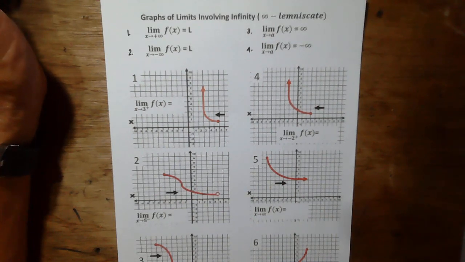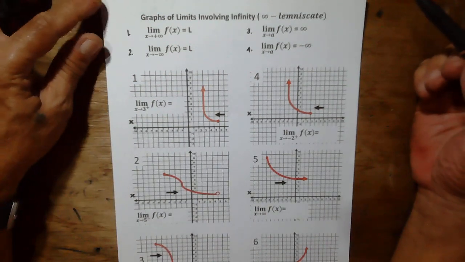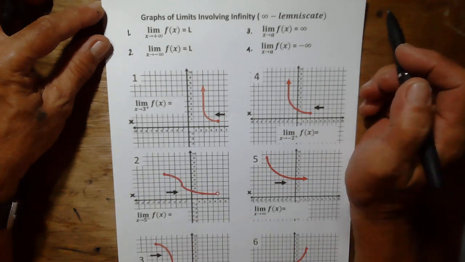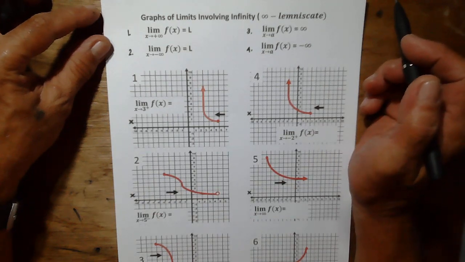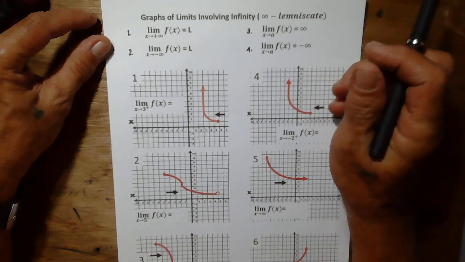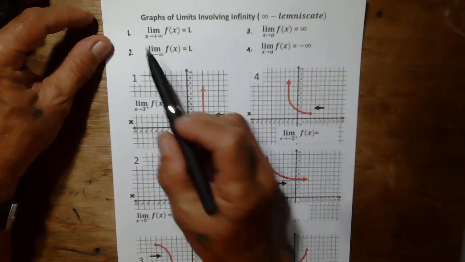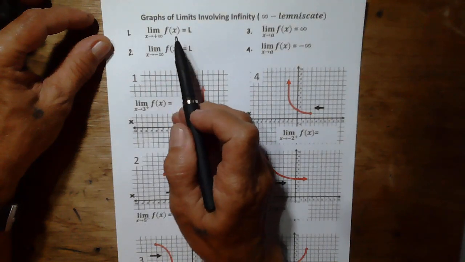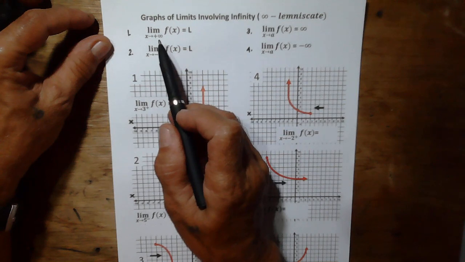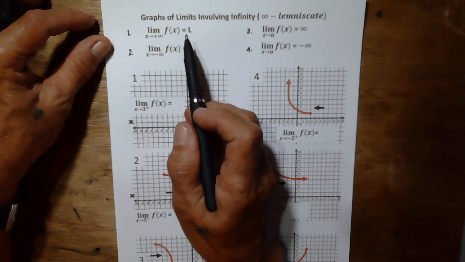Graphs of limits involving infinity. Infinity is denoted by this symbol, and we call this the landscape. Now, there are four possibilities for limits involving infinity. 1. The limit of a function as x approaches positive infinity is equal to some value L.